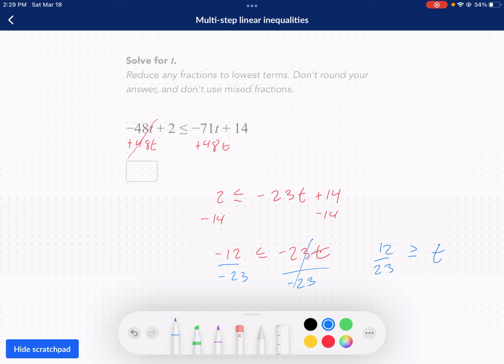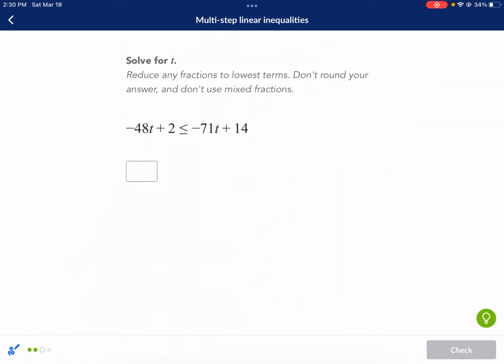And the reason why is because we can rearrange these, okay, and it's kind of like moving the sign. So if you divide by negative, you need to flip the sign to make sure it stays how it should be, okay? So 71 was the original coefficient. I'm just checking my answer here. Okay, so I'm going to type it in just as I see. So I have 12 over 23.